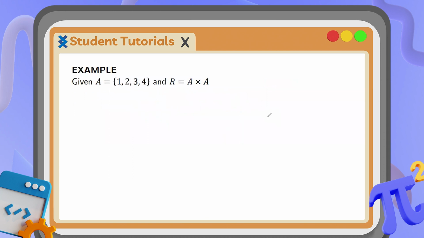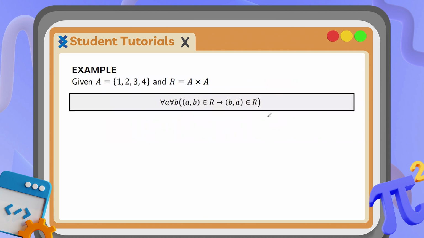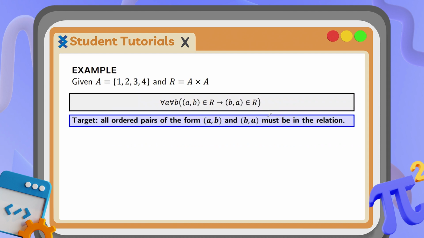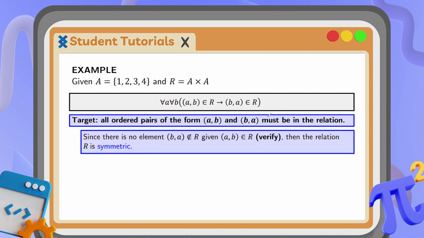So here we have the same example from a while ago, and the rule for it to be symmetric. Our target is that all ordered pairs of the form AB and BA must be in the relation. Since there is no element BA which is not in the relation, given that AB is in the relation, then the relation is symmetric.